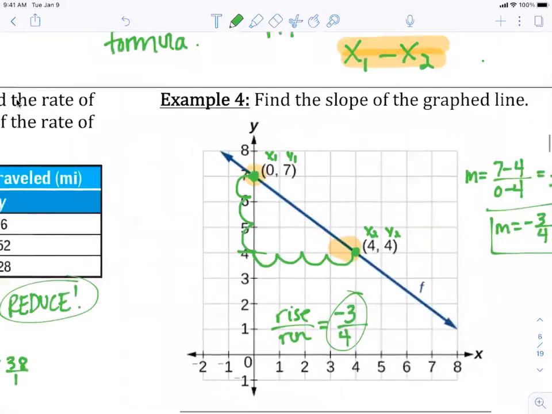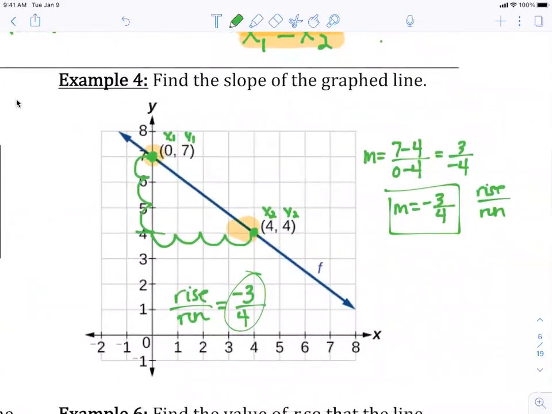So some students really like using the formula every time. If you get a graph and it's something that's easy to count, then that's also something that you can do.